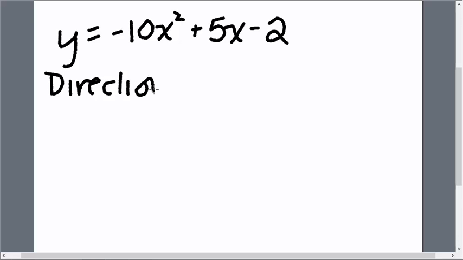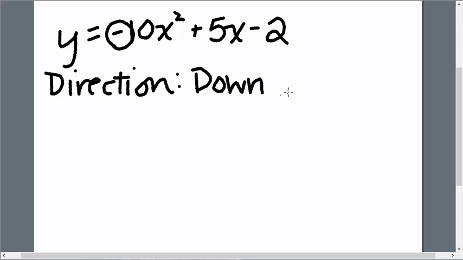Now the direction either goes up or it goes down, and you can always tell that by looking at the first sign out here. If there's a negative sign, it's opening down, otherwise it opens upwards. So because this guy is negative, he's opening down. In other words, our parabola is going to look a little bit like this.